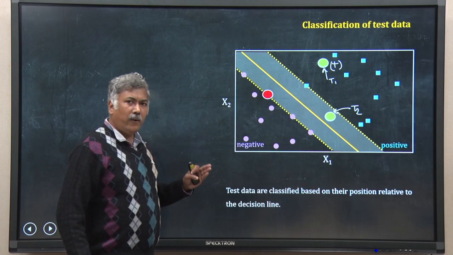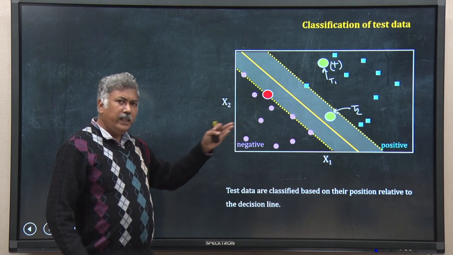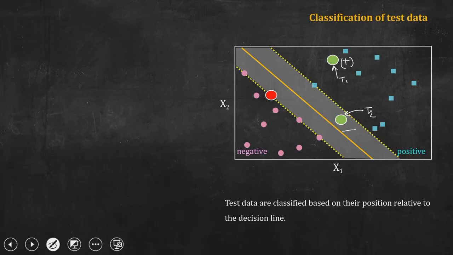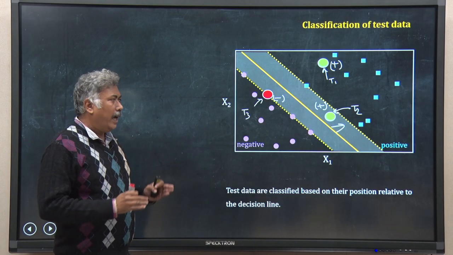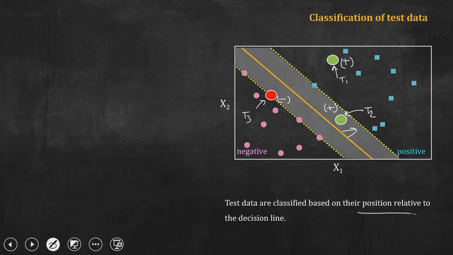This one is again on the positive side of the decision boundary, but within the margin area. But it does not matter. As it is away on this side with respect to the decision boundary, this will be a positive sample. Using the same logic, this one, suppose I say this is test sample 3, it will be negative. So, what am I doing? I am classifying the data based on their position relative to the decision line.